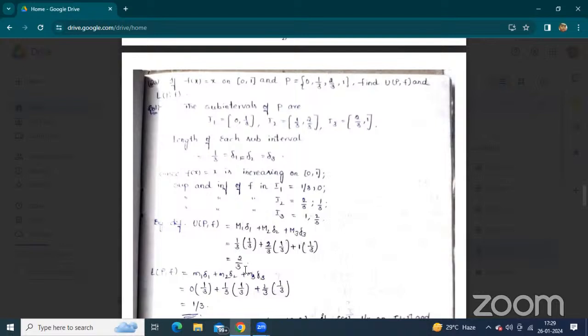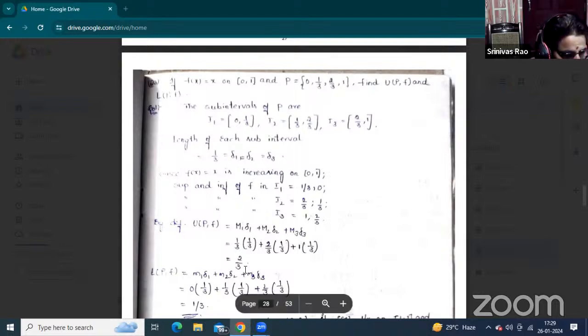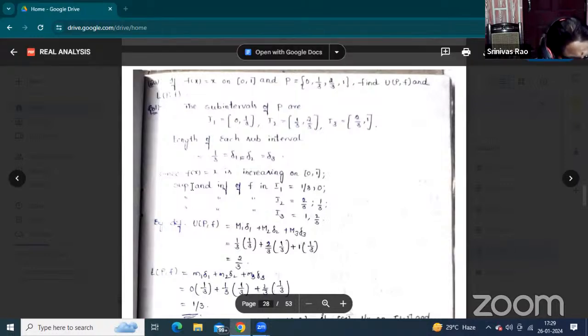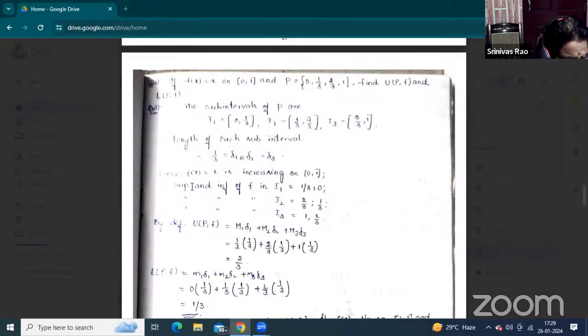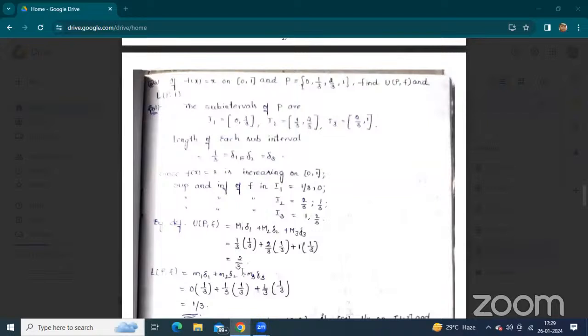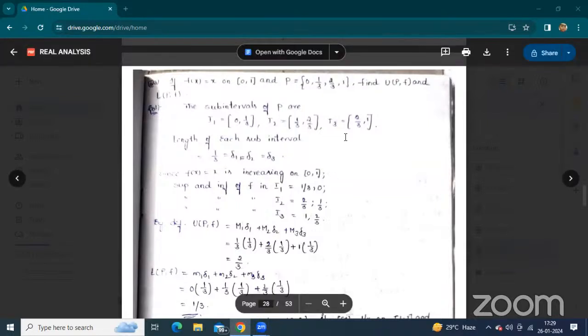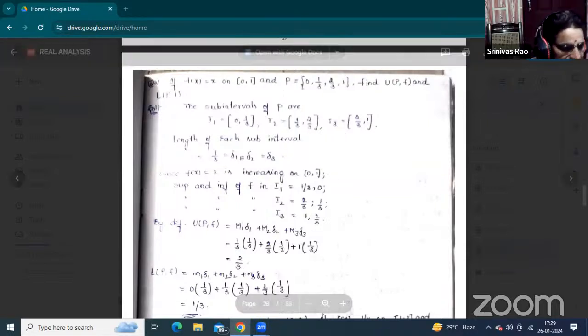Now, another person has also joined. That person is Poonam Sharma and Shekhar, Sheikh Ji. Okay, fine.